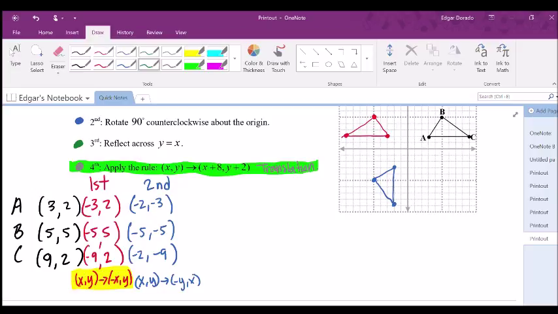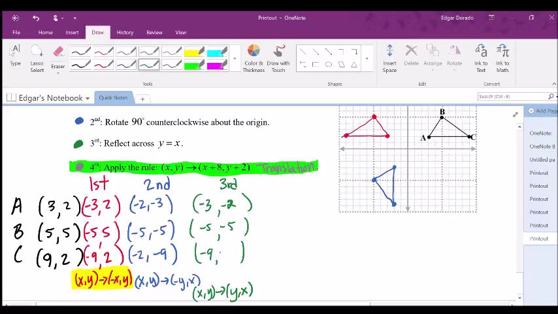Now we're reflecting along the line y equals x. So this is going to be a whole new set of ordered pairs. This is when x comma y turn into y comma x. So let's do it. Now I'm really just switching the rows. I'm not switching any symbols or anything like that. So I'm just making this negative 3, negative 2, negative 5, negative 5, and negative 9, negative 2.